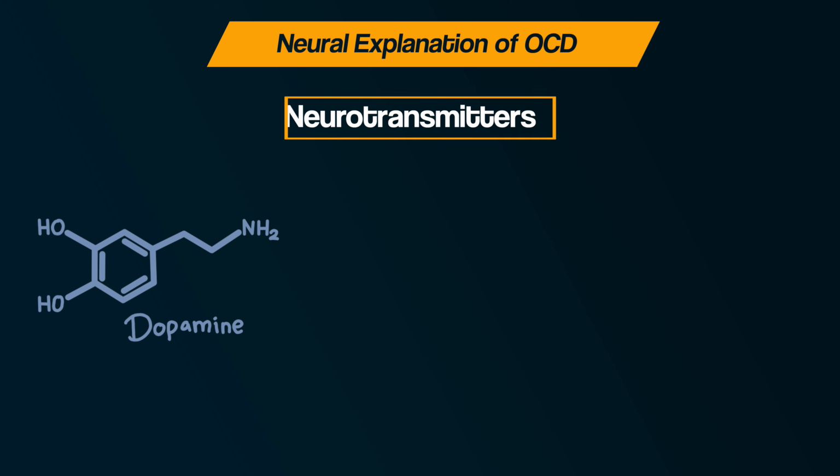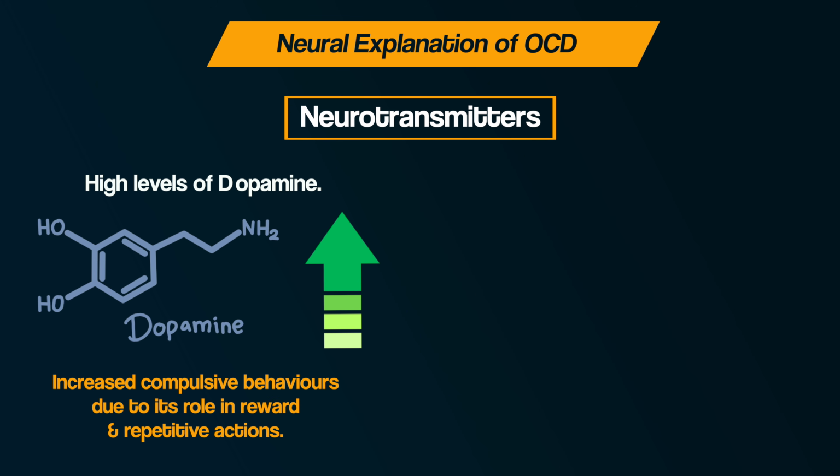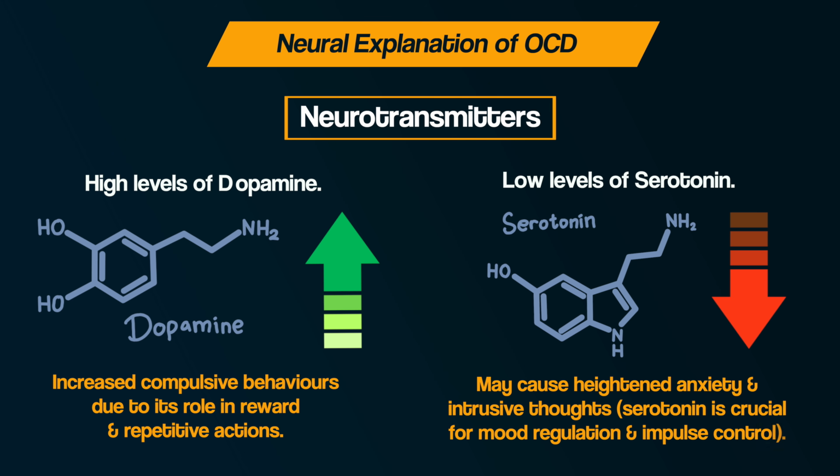In OCD, dopamine is thought to be too high, leading to increased compulsive behaviours due to its role in reward and repetitive actions. In contrast, serotonin levels are believed to be too low, which may cause heightened anxiety and intrusive thoughts, as serotonin is crucial for mood regulation and impulse control.